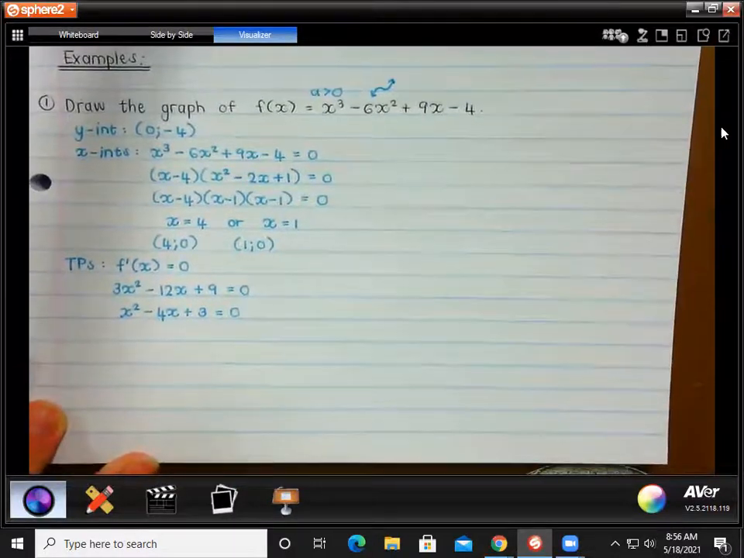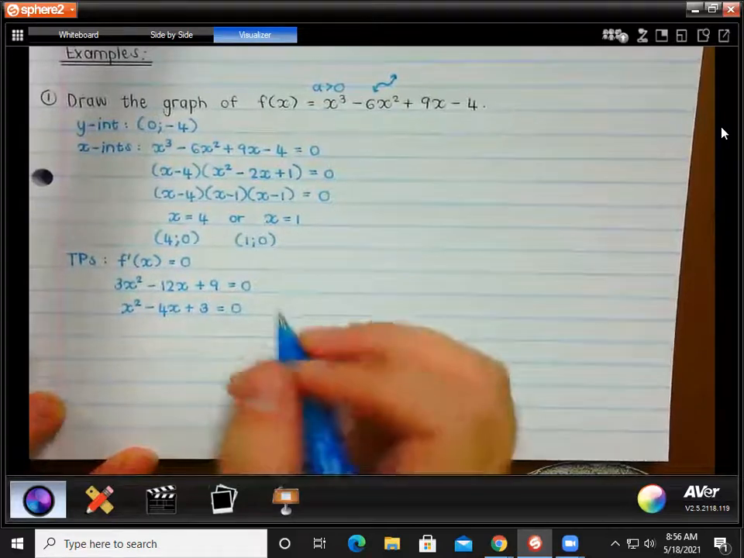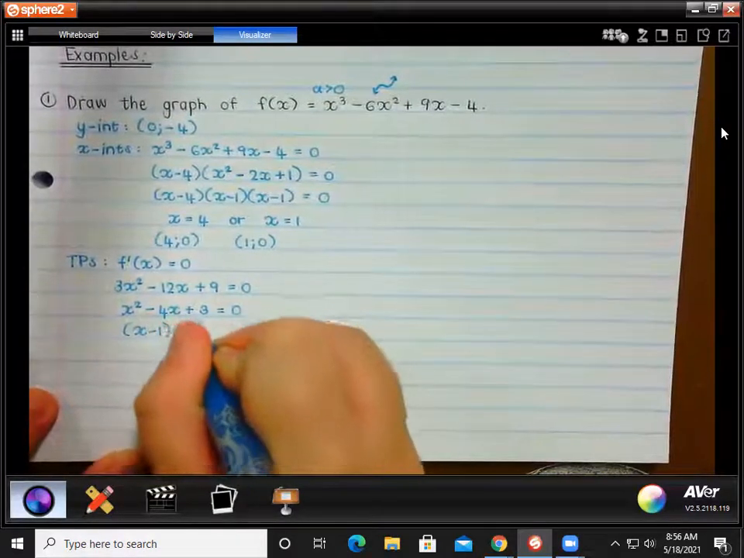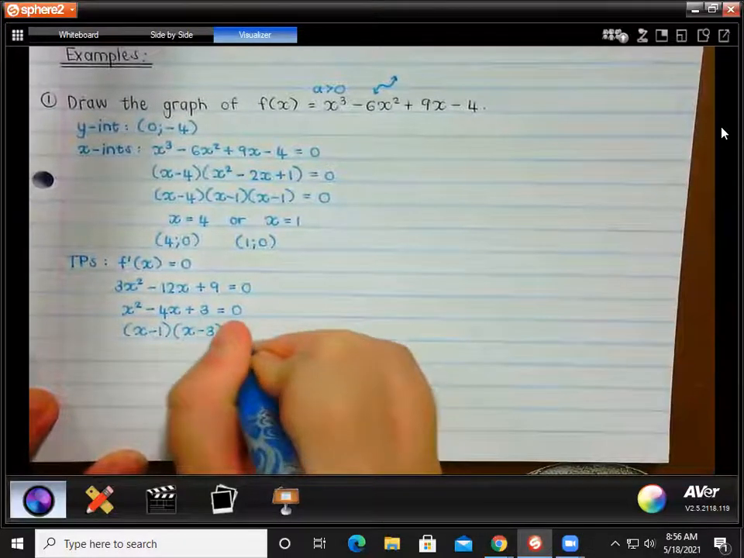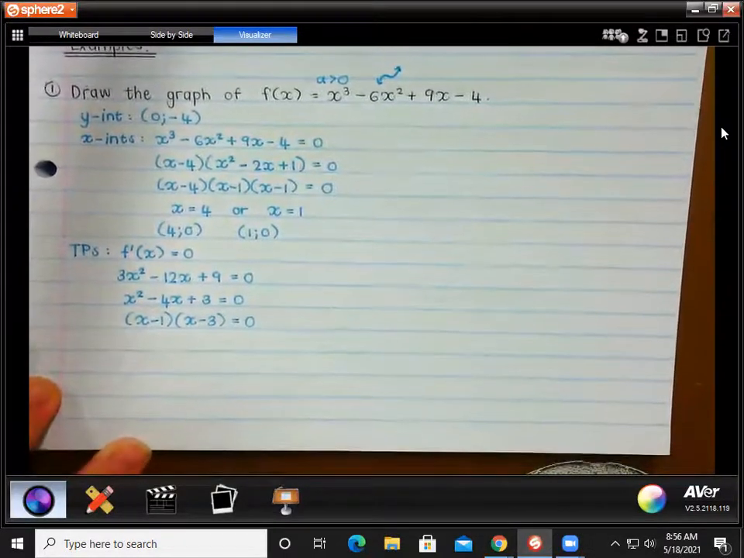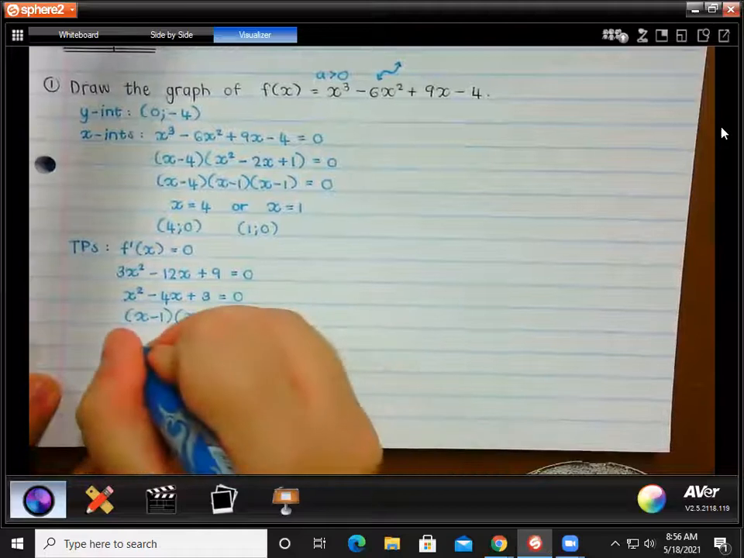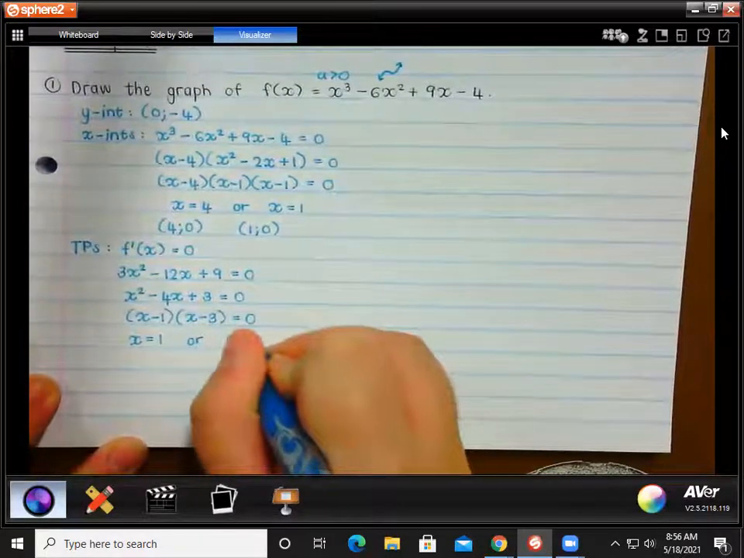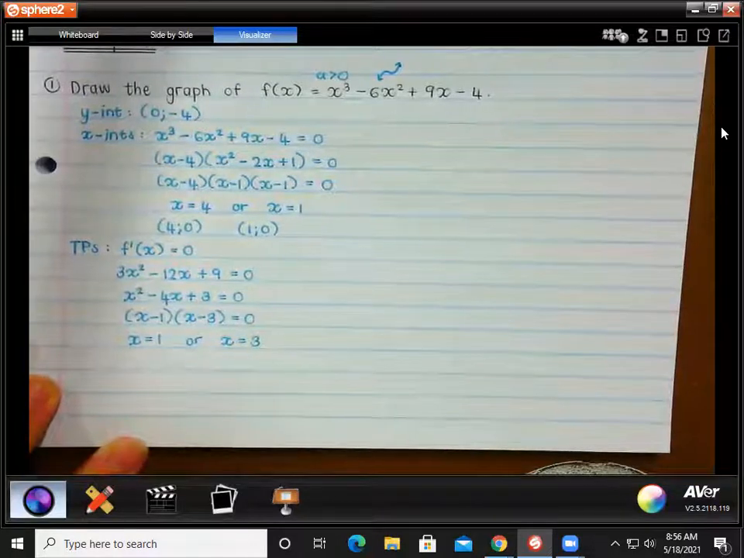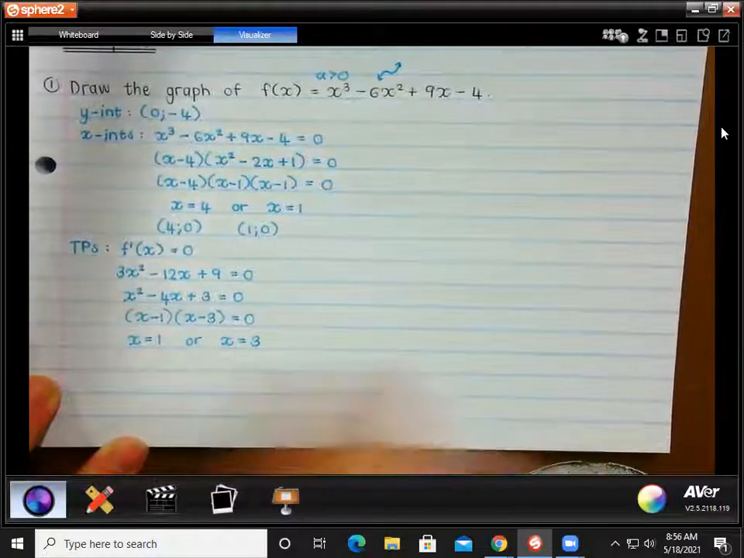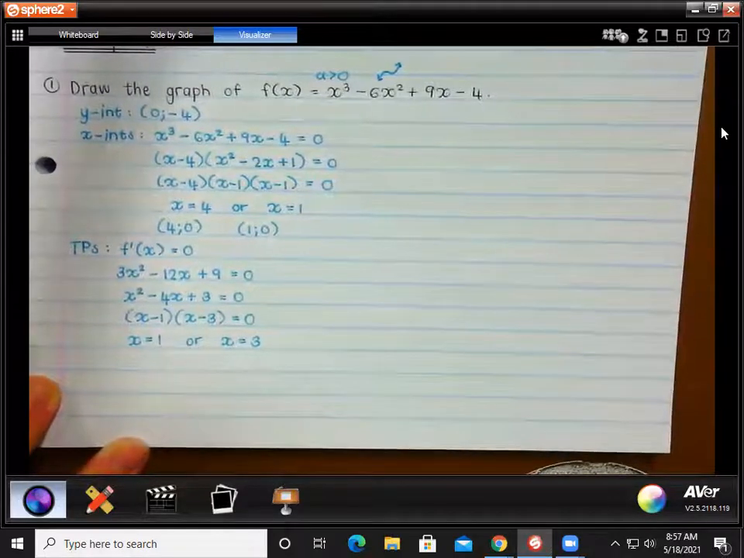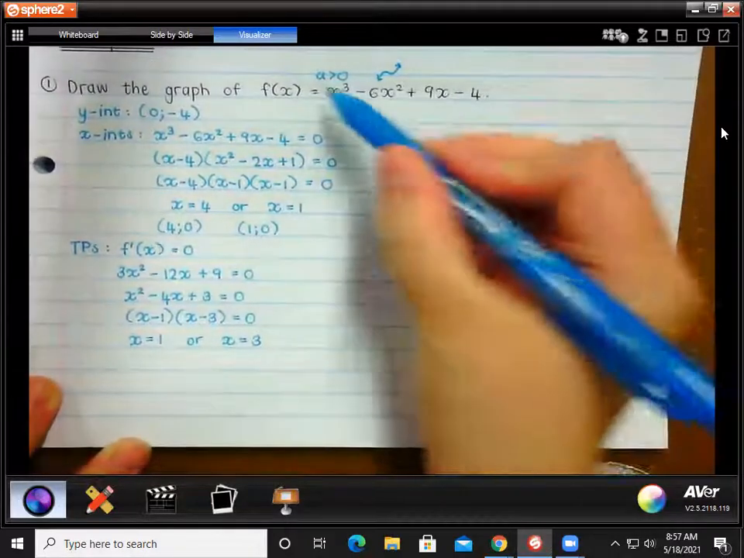So what are my brackets going to be here? -1 and -3. So x minus 1, x minus 3. So I'm getting two x values here for my turning points, x equals 1 or x equals 3. Now guys, these are the x values of the turning points. How am I going to find the y values? Sub them back into the original equation.